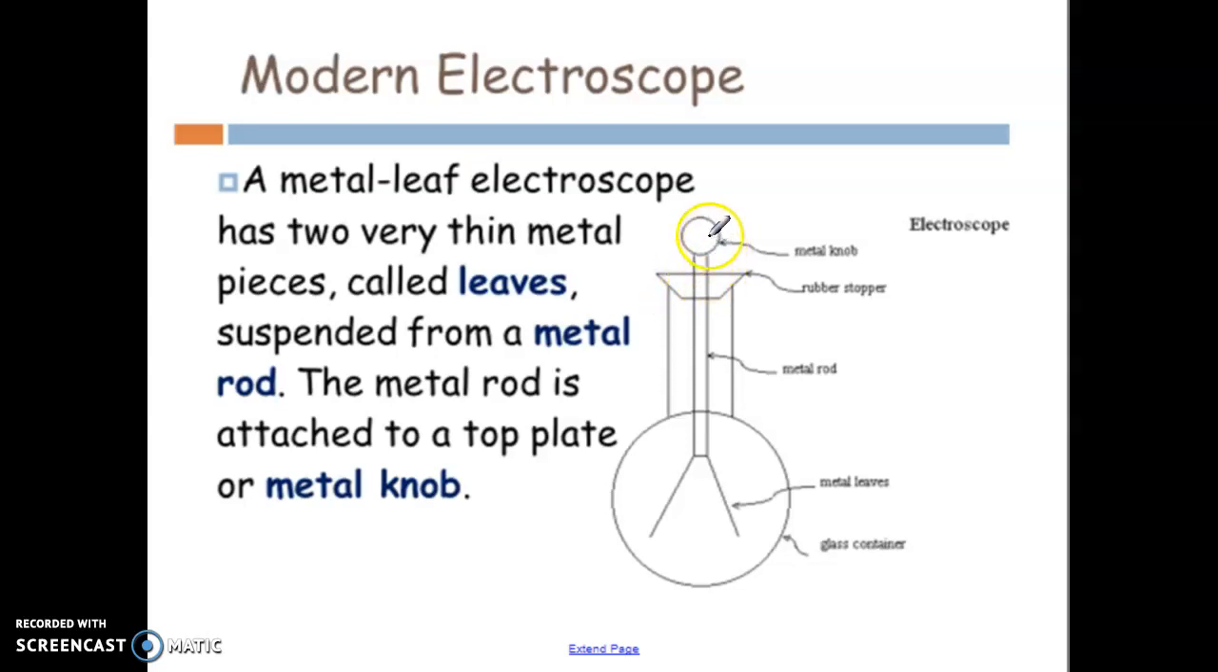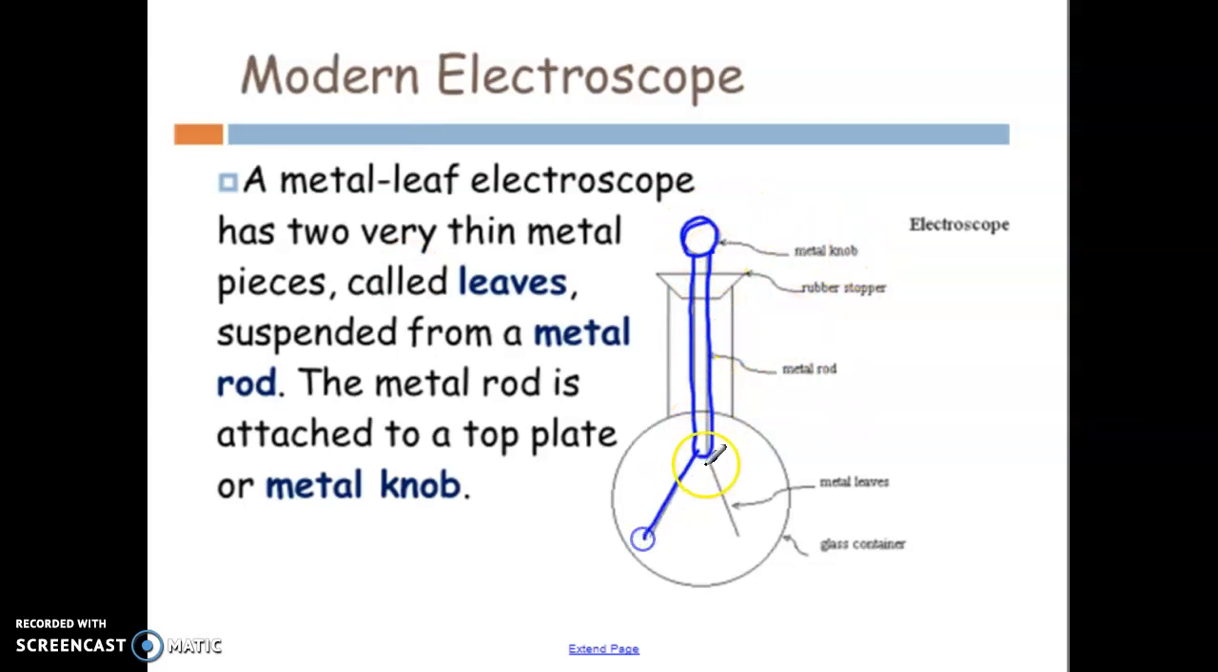So here, I'll circle everything that is made out of metal. So up at the top, there is a metal knob. It kind of looks like a metal circle or a sphere. And it's connected to a metal rod. Basically, it's like a thin, long piece of metal. Okay, so metal knob, metal rod.